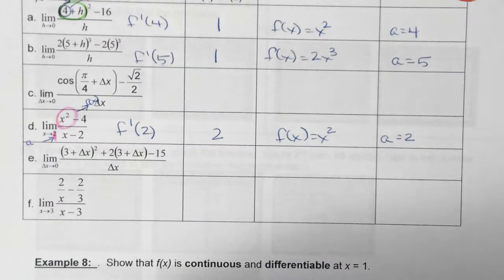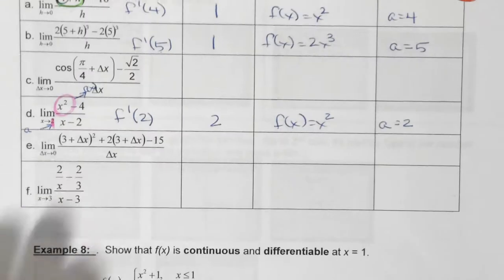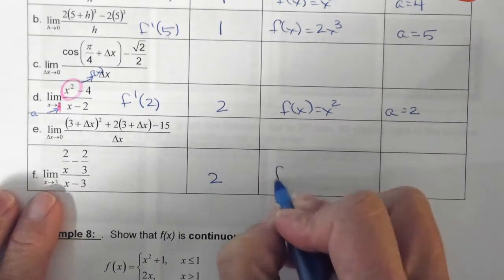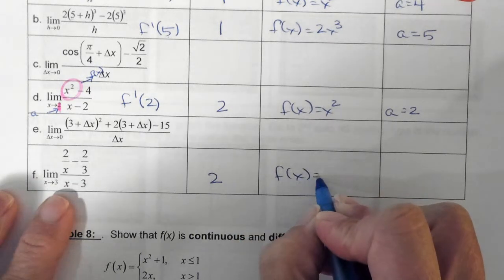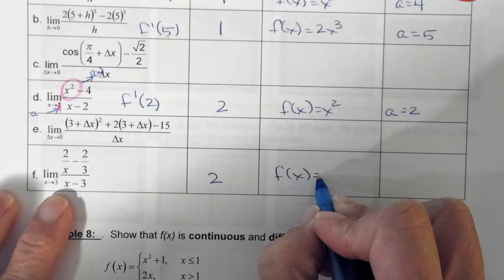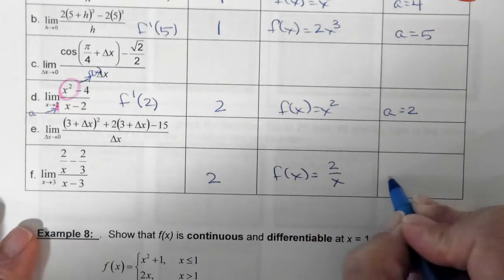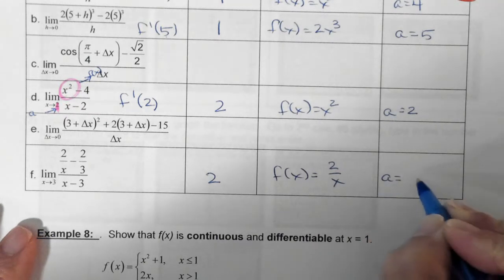So take a look at f. So tell me which one this is, 1 or 2. This is 2. What's the function? F of x is 1 over x? It's 2 over x. That whole thing is your function. It's 2 over x. What's your a value? It is 3.